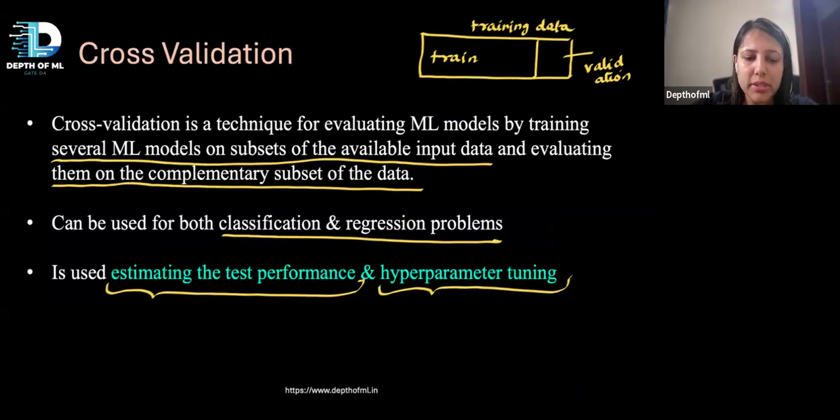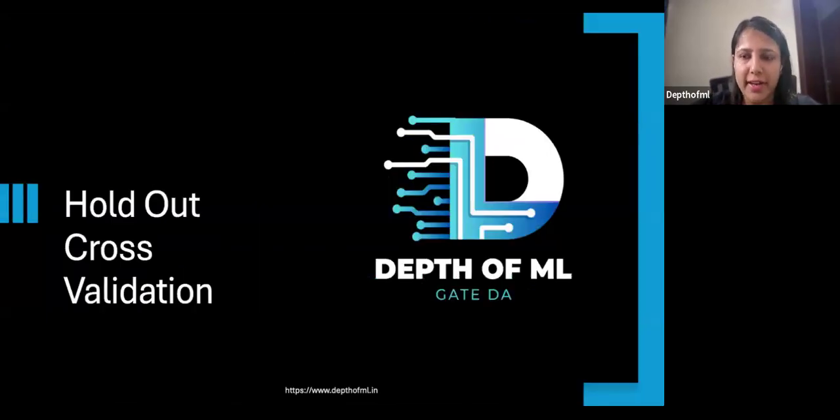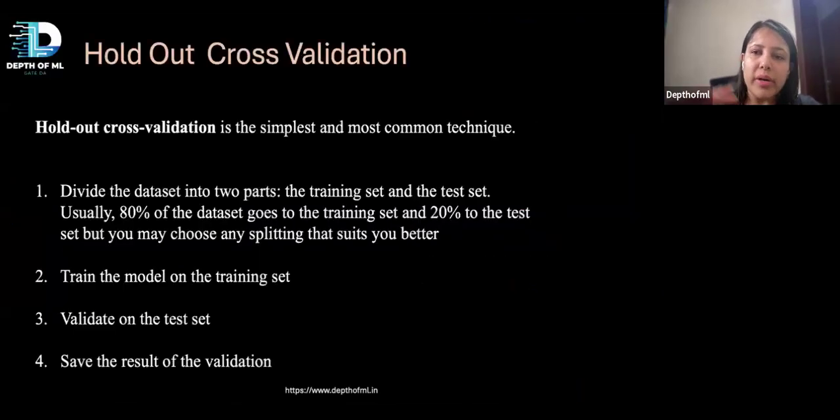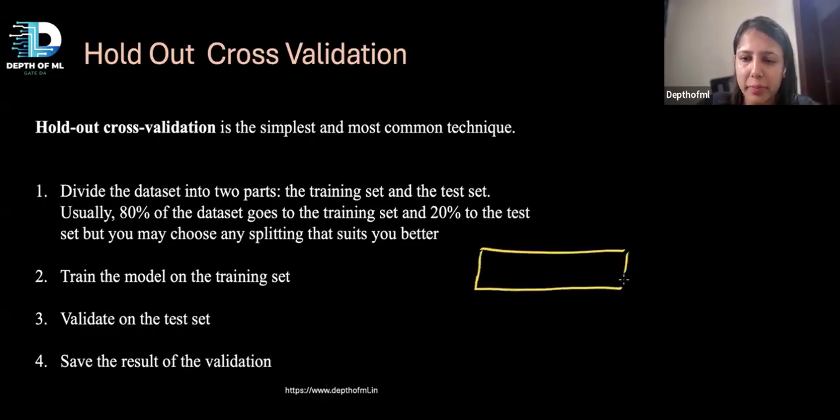Okay. Now let me start talking about holdout cross-validation. Okay. So what is holdout cross-validation? This is the simplest and the most common technique. This is something that you will see everybody doing, and this is something that we already talked about in the introductory lectures. Okay. So what you will do is you will divide your data set into two parts. So this is your data set, whatever data set you receive for training. Okay. You will divide it into two parts.